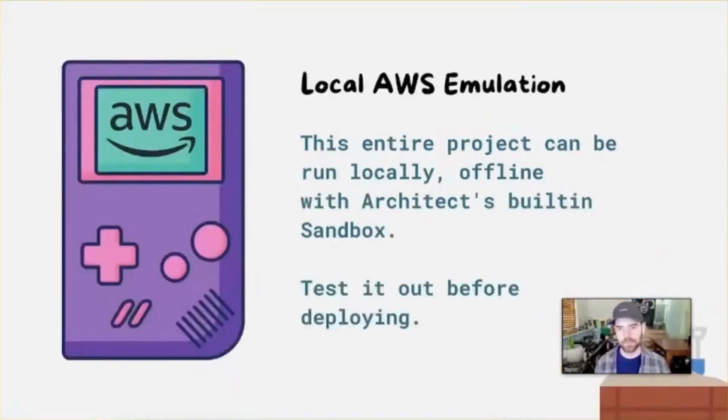The last and probably one of the coolest things about Architect is that you can locally emulate everything I just showed you in that Architect file. So we can run an instance of DynamoDB, we can create an HTTP server, we can run all those background jobs or invoke those custom events so that our pub sub all works locally and we can test it out completely before even deploying to a staging environment.